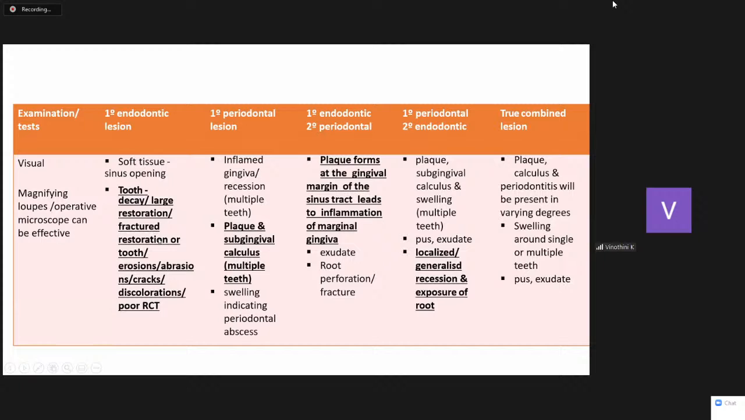In primary endo, it's going to have a tooth which may be decayed, which may be cracked, which may be root canal treated, or which may have erosion, abrasion, etc. And in primary perio, it's going to have plaque and subgingival calculus. Okay. And the distinguishing feature: primary endo is going to have more of the endodontic lesion thing, and primary perio and secondary endo more of the periodontal infection thing. That is the difference here. And in a true combined lesion, you can see everything: plaque, calculus, periodontitis, swelling around single or multiple teeth. Okay, everything could be seen here.